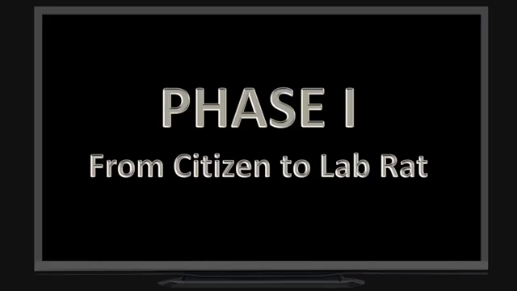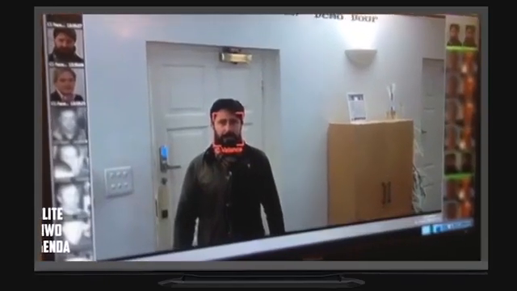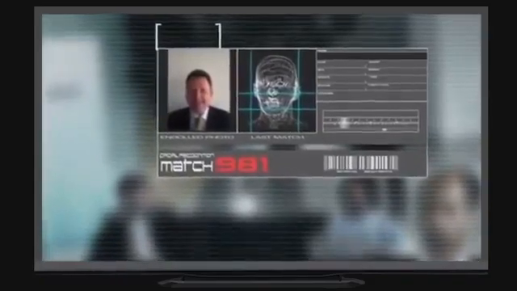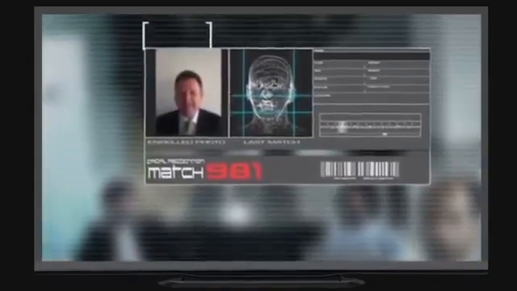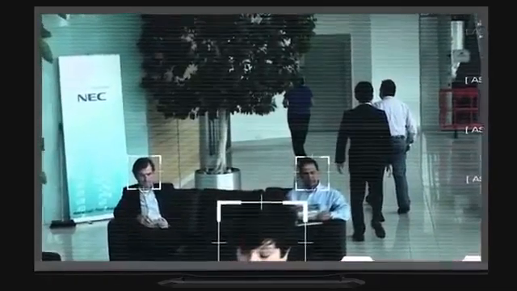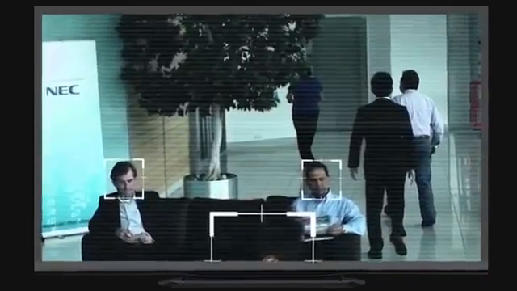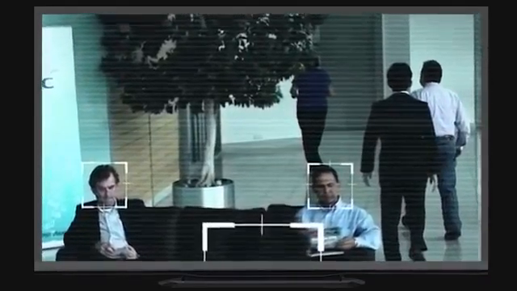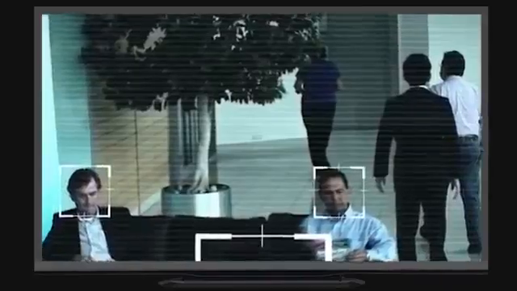From citizen to lab rat. Covert data collection. During the initial phase, the victim will have no idea that they are being watched, studied, and observed in nearly every aspect of their lives. All information from this point forward is entered into a profile protocol, which is a victim-specific collection of individual traits, habits, likes, dislikes, and so forth for each individual.